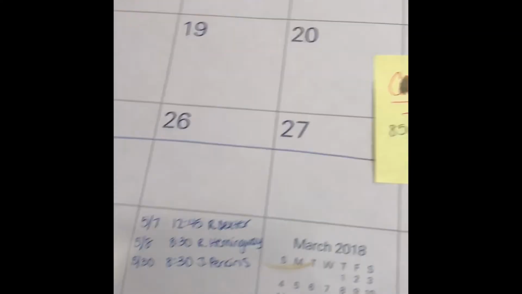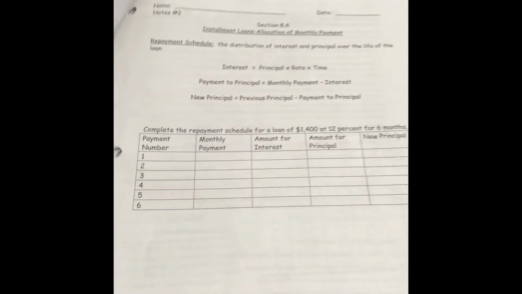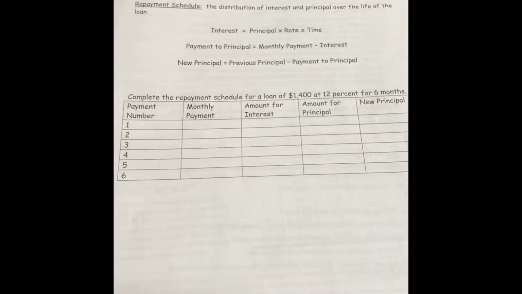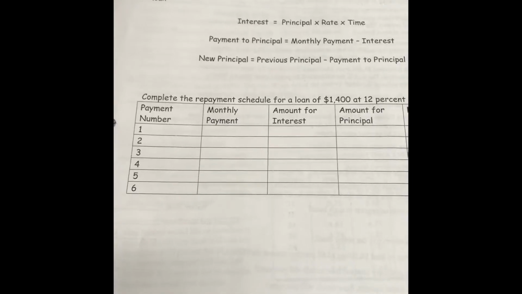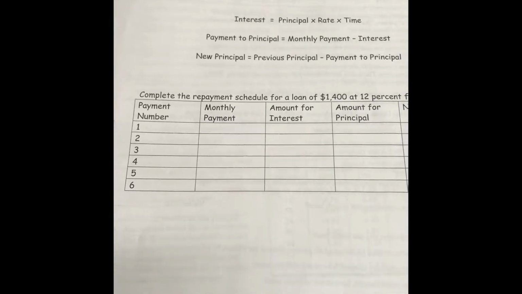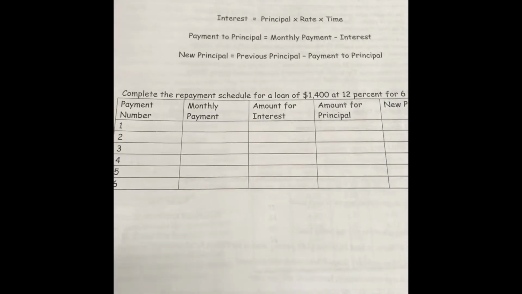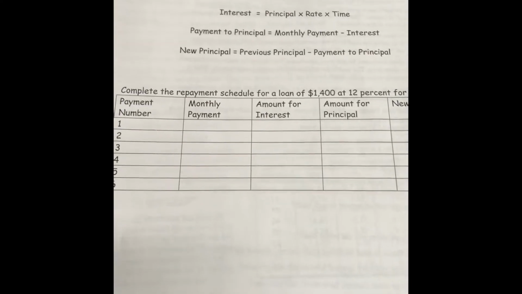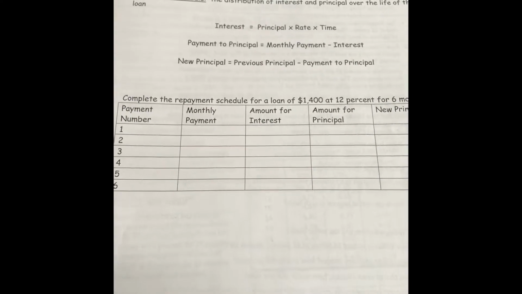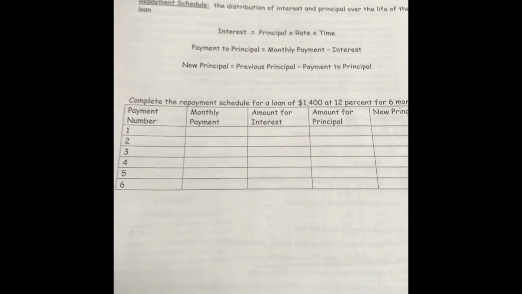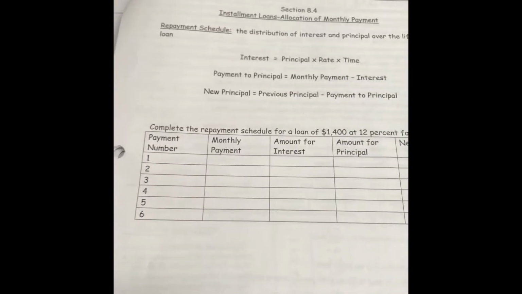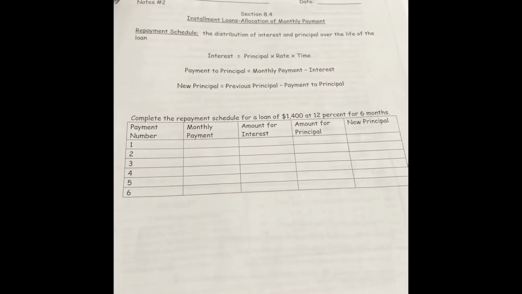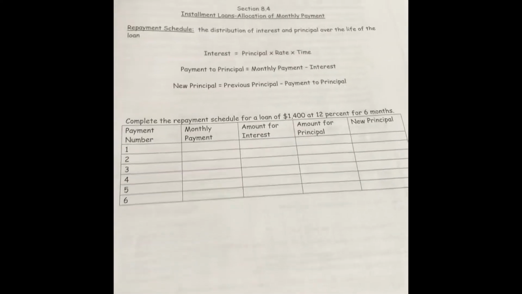Okay, so today's notes are going to be in your notes packet on page 7. And we're going to review again the allocation of your monthly payment, so how it is broken up into your principal and your interest. So again, the repayment schedule is how they break up or distribute the interest and the principal payment. Good.